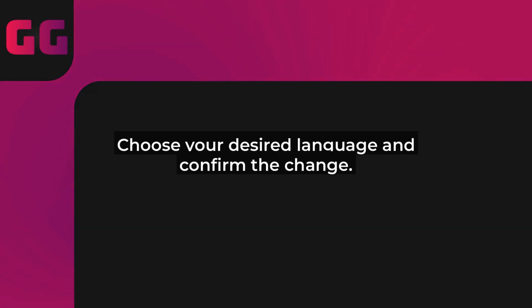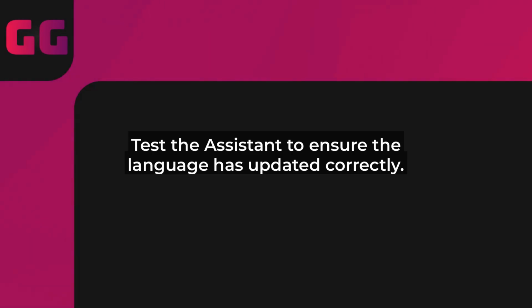After selecting your new language, the assistant might ask you to confirm the change. Go ahead and hit OK or Confirm. Give it a second to apply the settings. Your assistant will restart or refresh automatically. To test it out, just say, "Hey Google," and ask a simple question. You'll hear the response in your chosen language.